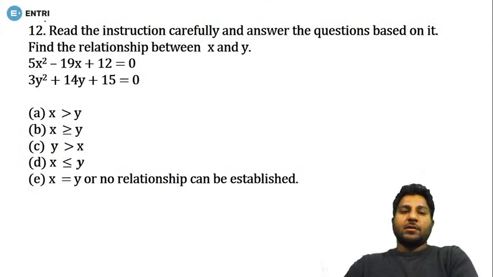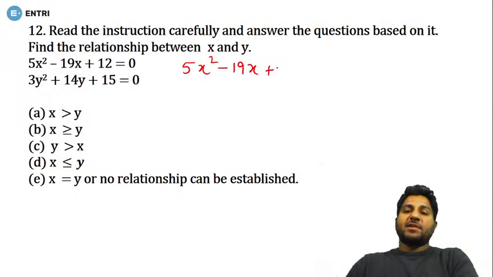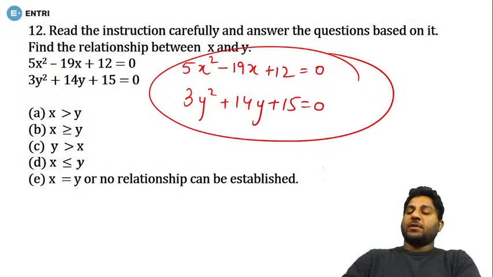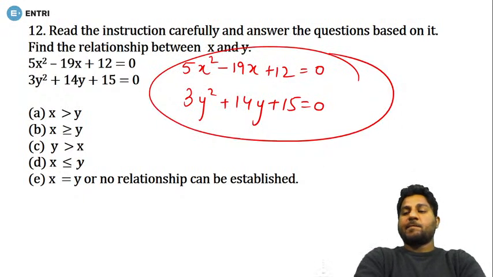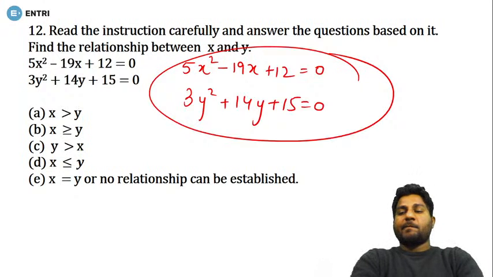Now, here 5x square minus 19. Yes, Sarla. X plus 12. So y, okay, 3y square plus 14y plus 15 is equal to 0. Come on, who is going to solve this question? Come on. Come on, everyone.